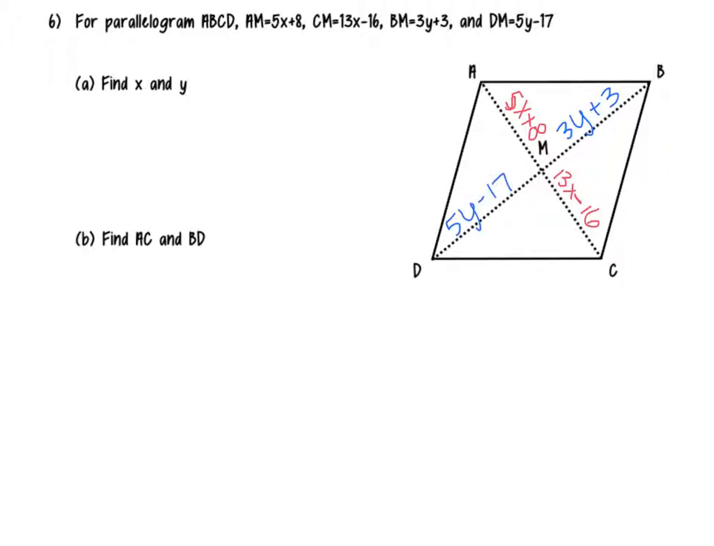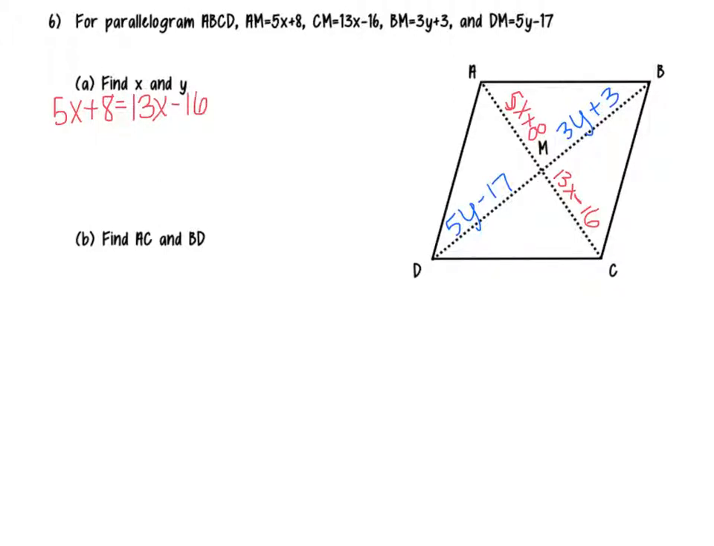It's very important that they told us this was a parallelogram, because that tells me that BD bisects AC. So what that means is that AM is congruent to MC and DM is congruent to MB. So I'm going to use that information. I'm going to set up my first equation by saying that 5x plus 8 is equal to 13x minus 16.